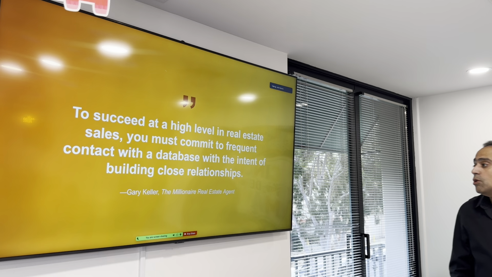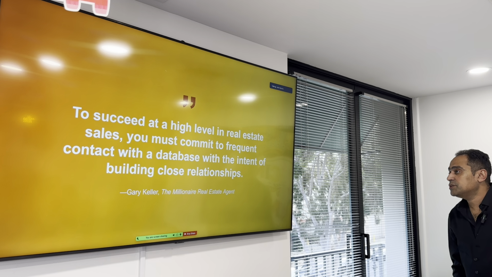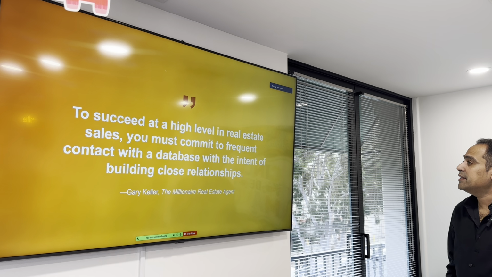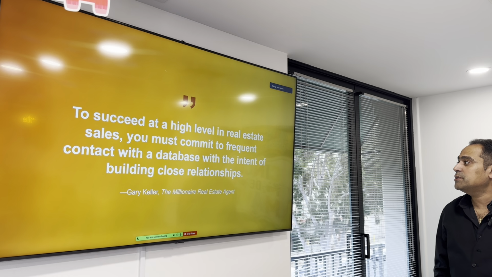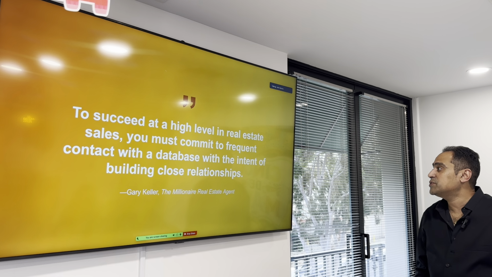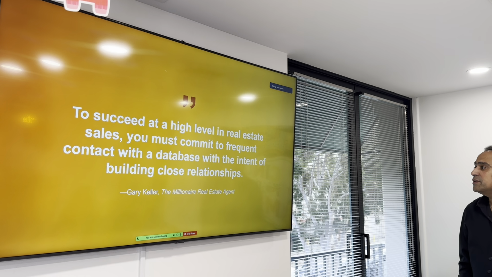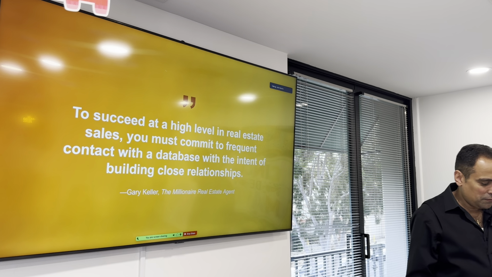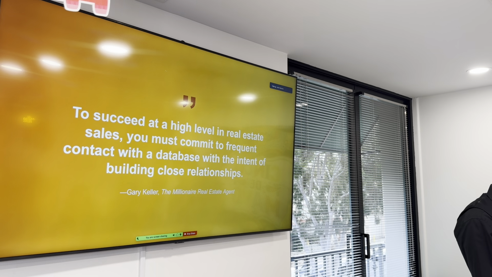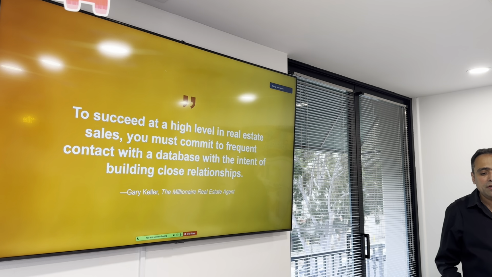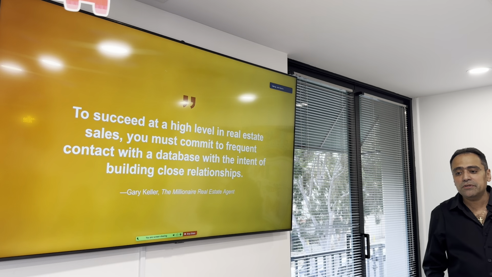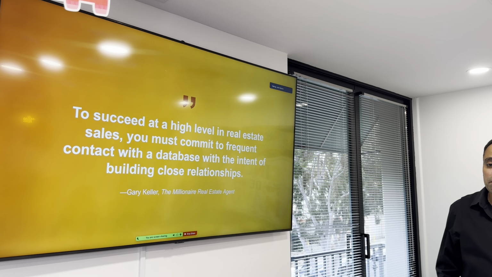Gary Keller says, another quote in the Millionaire Real Estate Agent book, to succeed at a high level in real estate sales, you must commit to frequent contact with the database with the intent of building close relationships. So always, as you're calling your sphere of influence in the database, the main intention that you have in mind is building a stronger relationship. You might think you already have a relationship, but people tend to forget. You always gotta build the relationship more.